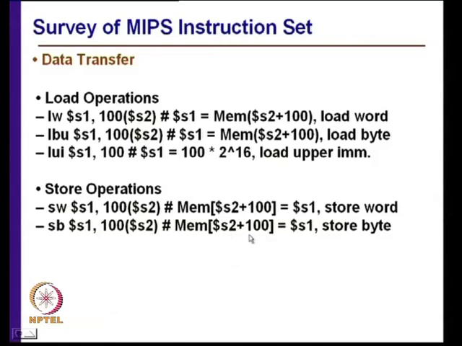So you have explicit load store instructions. Load $S1, 100 within brackets $S2 implies that the content of S1 will be taken from the memory location. The effective address is generated by adding the content of register S2 and that 100. The 100 is the 16 bit immediate provided by the I type instruction format. So this is the load word, and this is load byte.